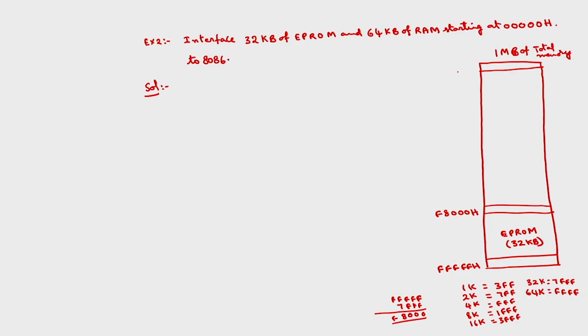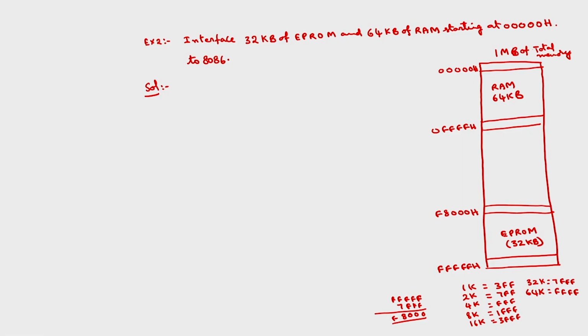Starting at 00000H, and the capacity is 64 kilobytes, so the ending address will be 0FFFFH. This is the RAM of capacity 64 kilobytes.